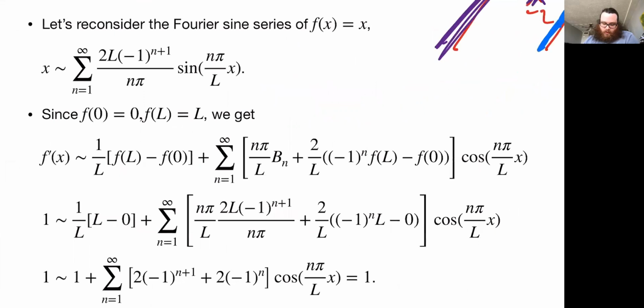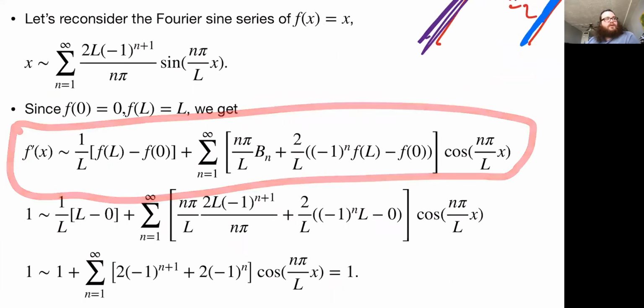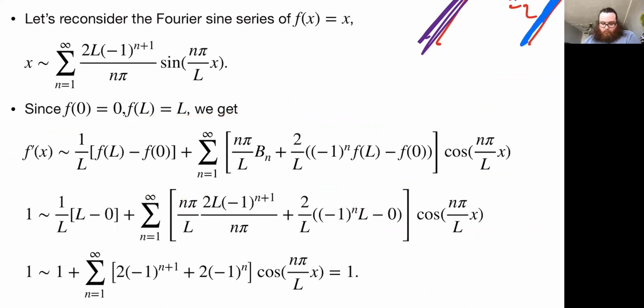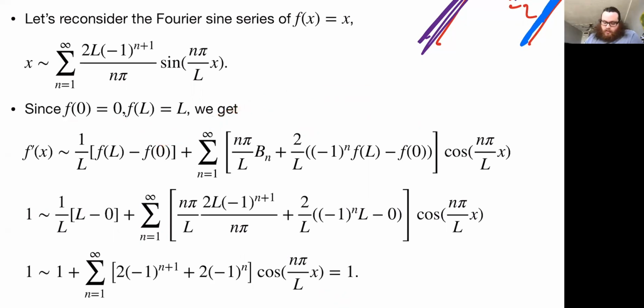So what happens if we use the formula? Well, this is the formula copied from before. So what we're going to do is plug in f of L is equal to L right there and right there. And we're going to plug in f of 0 equals 0 right here and right here. Okay. So if we do that and then plug in the derivative of f, we're going to get 1.